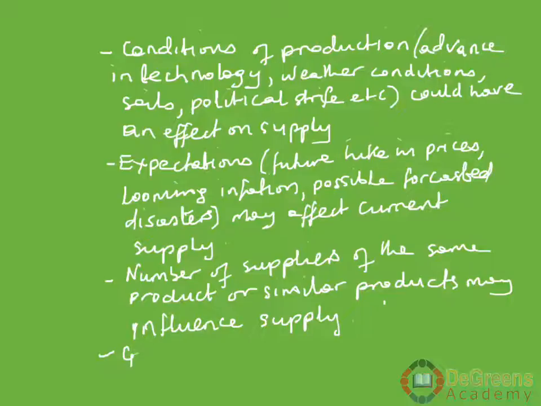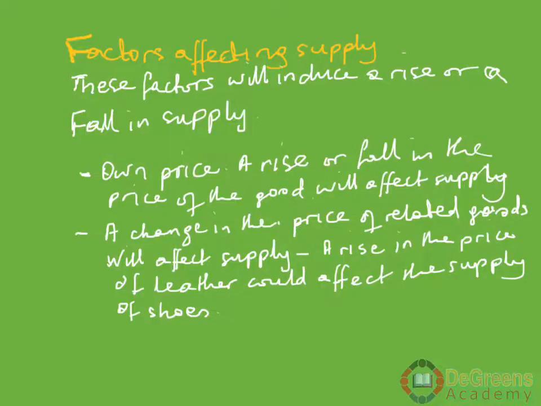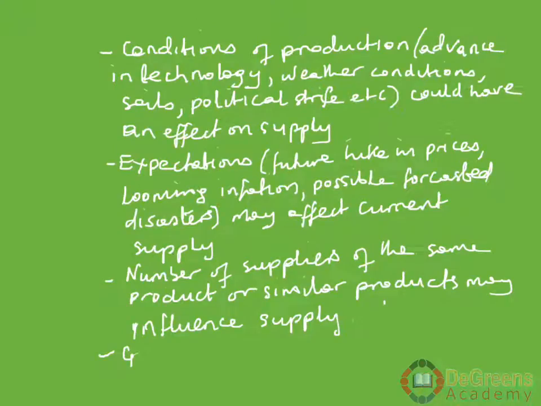Then we look at other factors that affect it. We have the conditions of production. We looked at machines the other time. An advance in technology can enable a supplier to supply more. So because we are still looking at factors that affect supply.